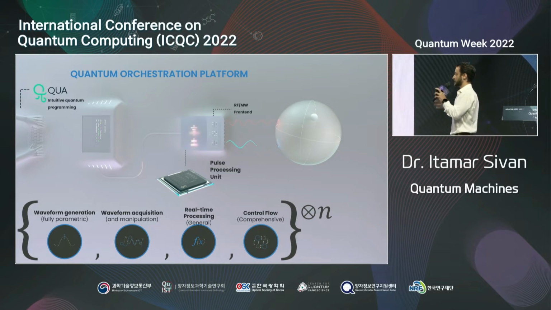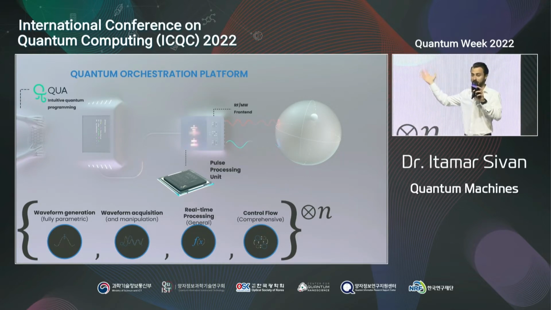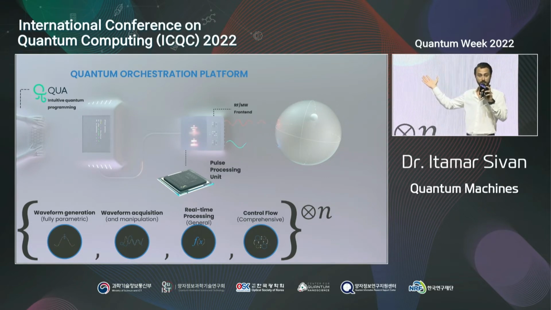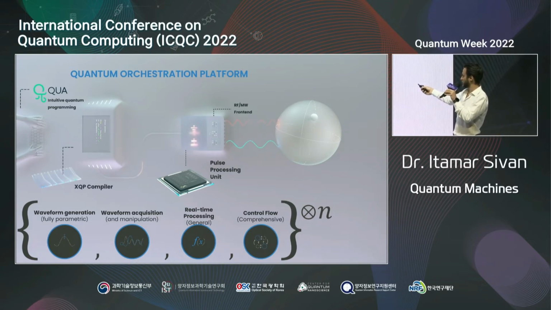For that, we have the programming language called QUA. In QUA, you can formulate any quantum sequence from Ramsey to error correction. I'll show you some examples. And then there is a translator, or if you wish, a compiler, that would compile your sequence in QUA to the assembly language of the pulse processing unit, which will then run it in real time.